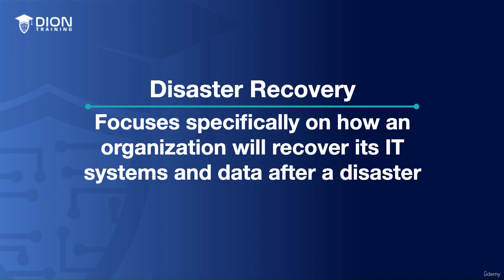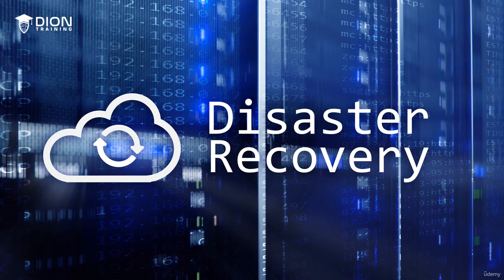Next up, disaster recovery. Closely related to business continuity, disaster recovery focuses specifically on how an organization will recover its IT systems and data after a disaster. A disaster recovery policy outlines the steps for data backup and restoration, hardware and software recovery, and alternative processing locations. For example, it might specify that data should be regularly backed up to a secure, off-site location and tested regularly to ensure it can be restored if needed.